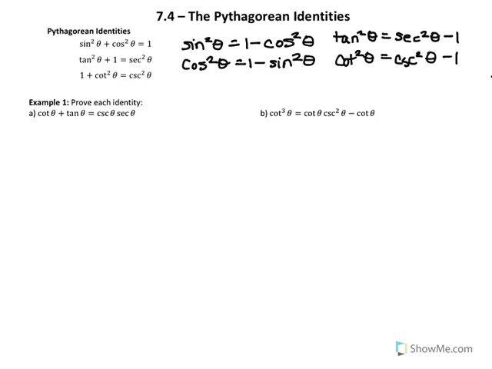I think they're my favorite identities. If you could have a favorite identity, mine would be the Pythagorean identities. Okay, so let's do some proving here.